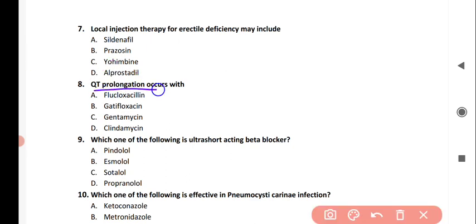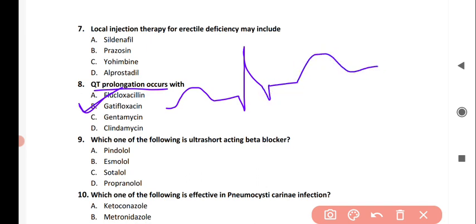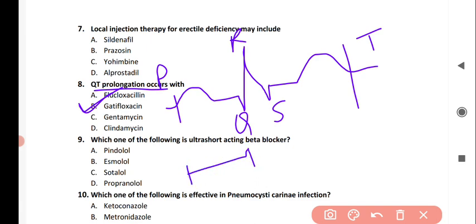The next question is: QT prolongation occurs with. QT prolongation occurs with option B, that is gatifloxacin. There is a cardiac cycle diagram like this, in which I will show you the QT time. This is P, this is Q, this is R, this is S, and this is T. This is the PQ interval, this is QRS, this is PR, and this is the QT interval.